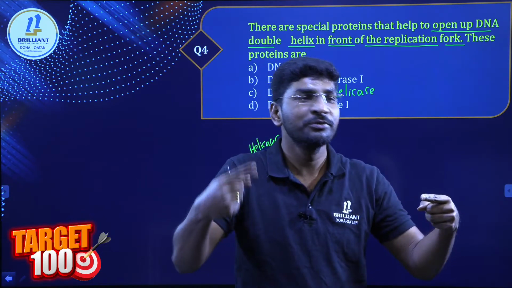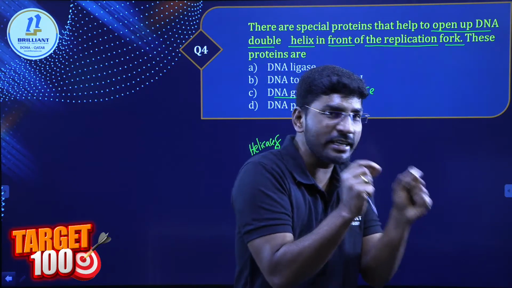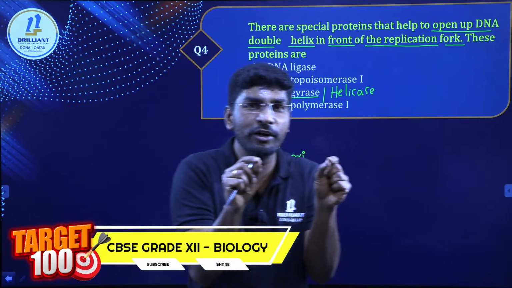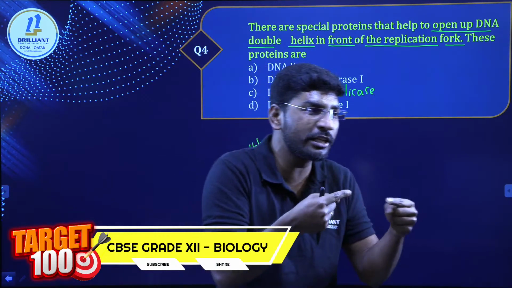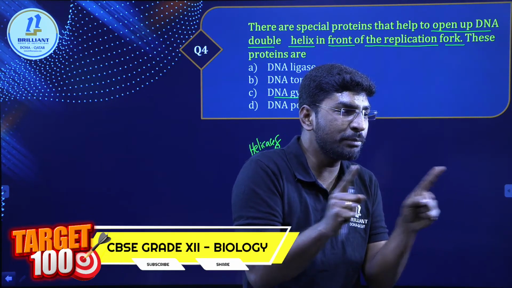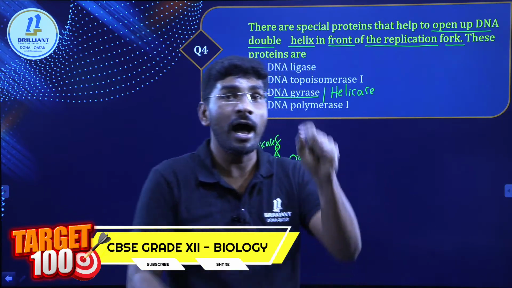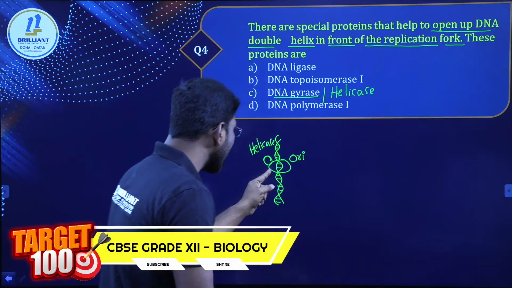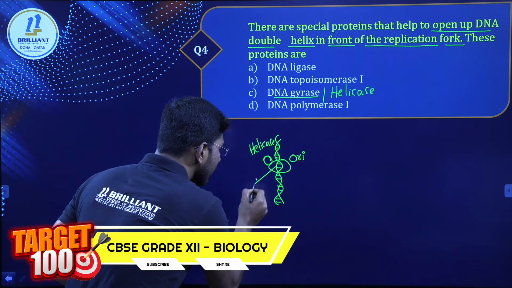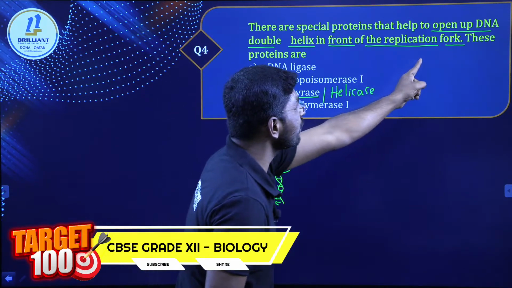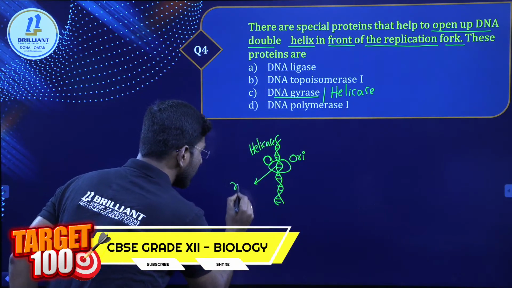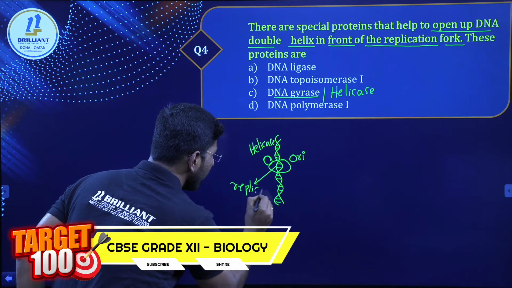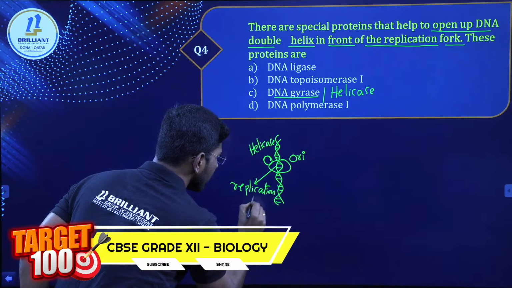Any one of you, it breaks particular bonds, and the two DNA strands open. Which bonds between these two DNA strands do they break? Hydrogen bonds. They break the hydrogen bonds and this fork opens. This is called, tell me, the replication fork. Yes, the replication fork.